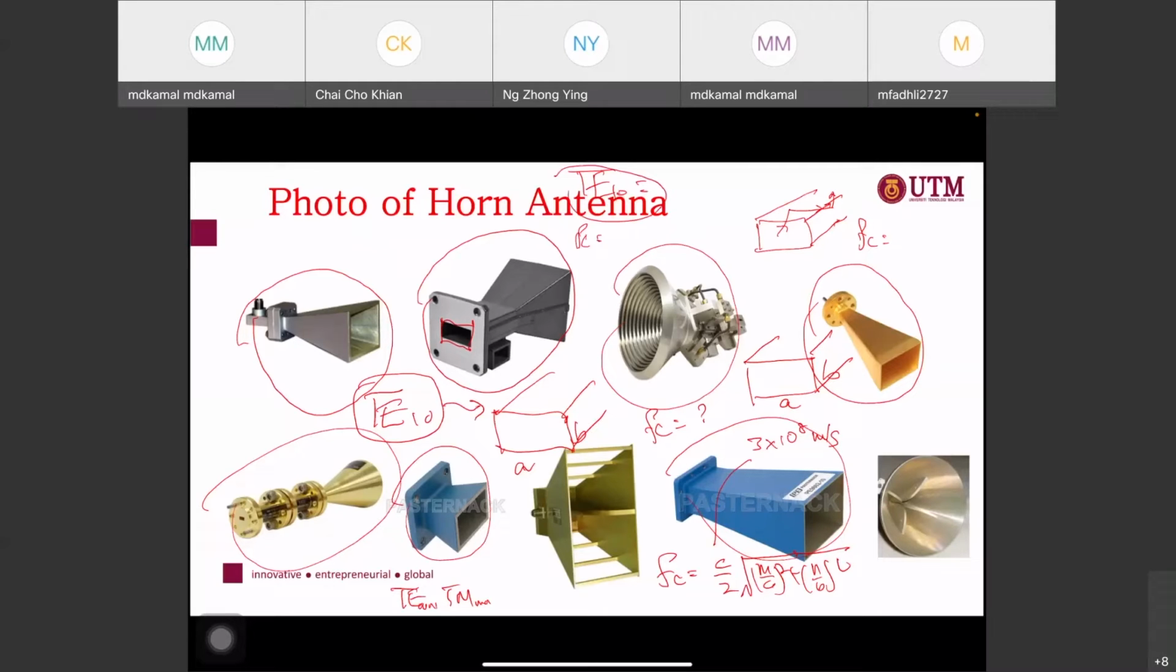If you put M equal to 1 and N equal to 0, you can see that you have C over 2A. This is the cutoff frequency for the dominant mode, which is actually the lowest frequency that can be propagated in this particular waveguide.